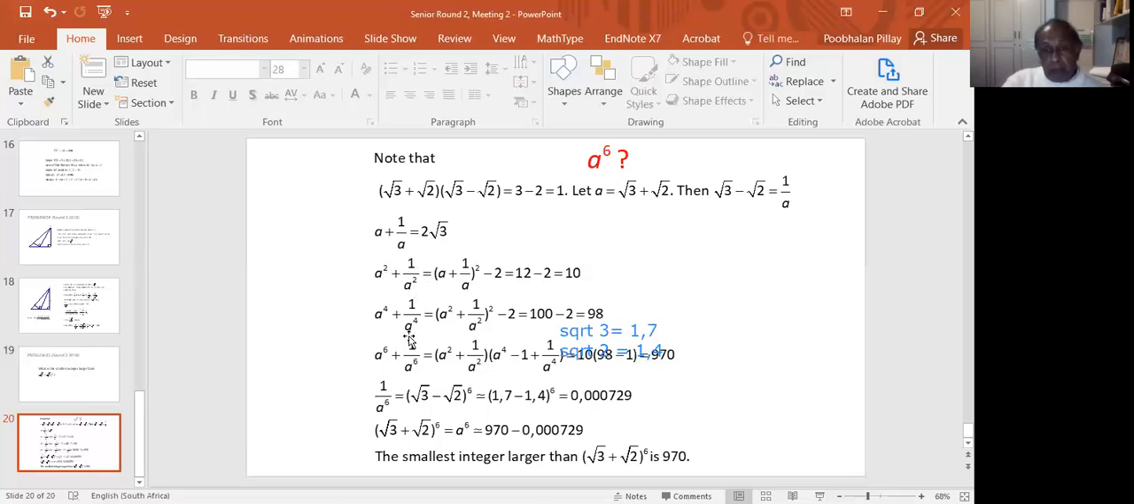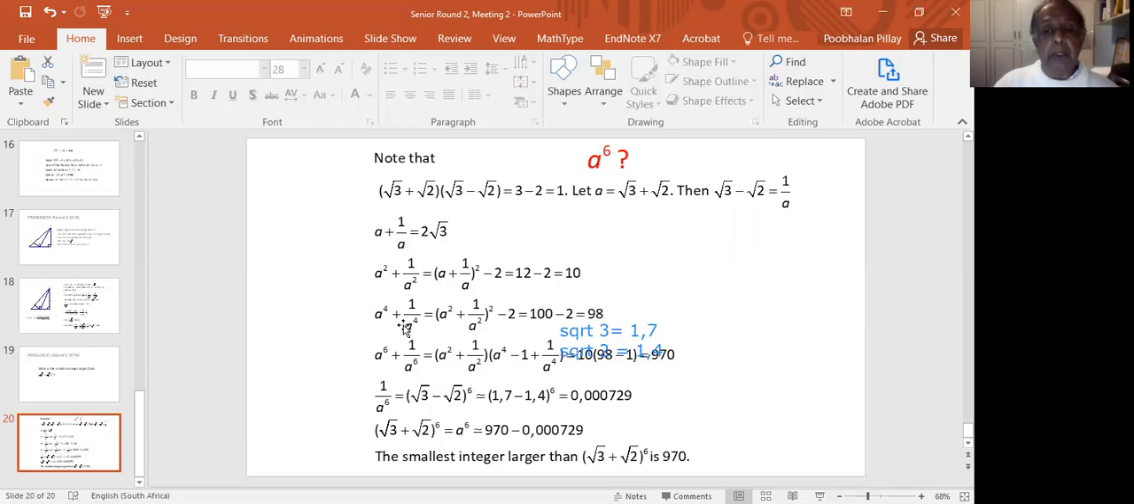You can go up to a to the 4th plus 1 over a to the 4th, and you presumably have to multiply these guys to get a to the 6th. So we worked out what a squared plus 1 over a squared is, using the fact that a plus 1 over a, all squared, simplifies to that.